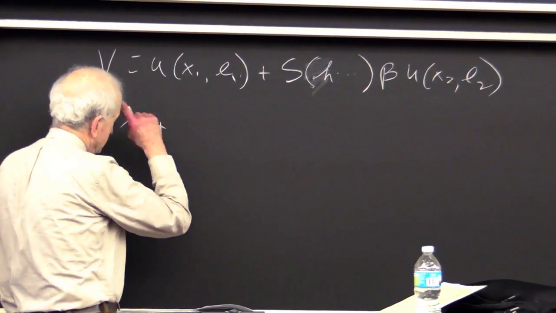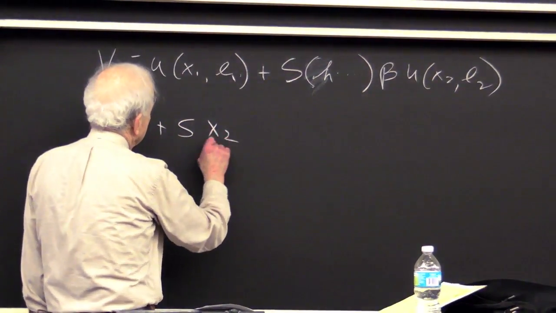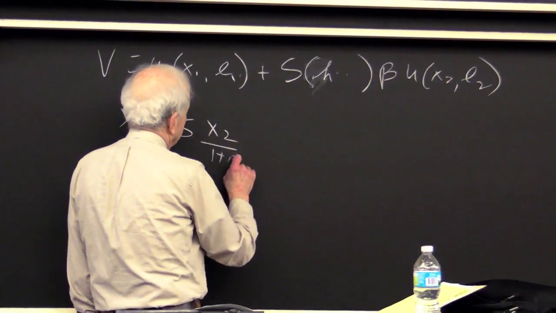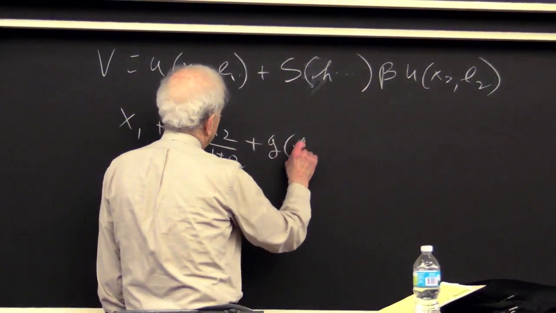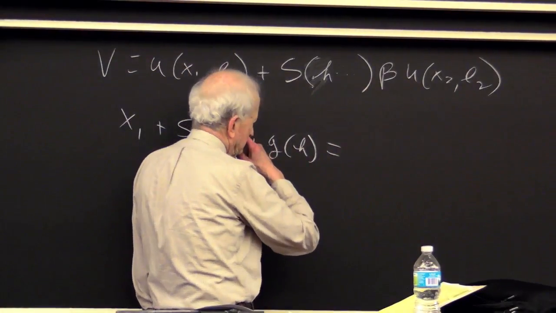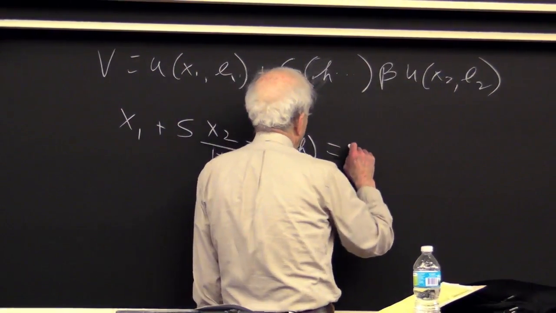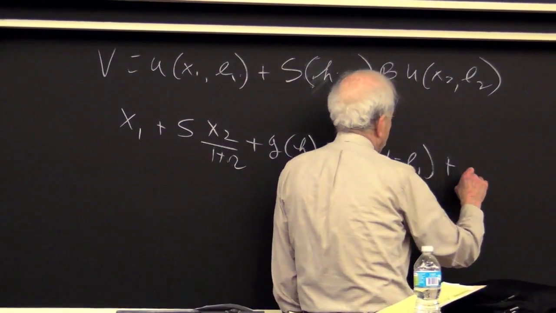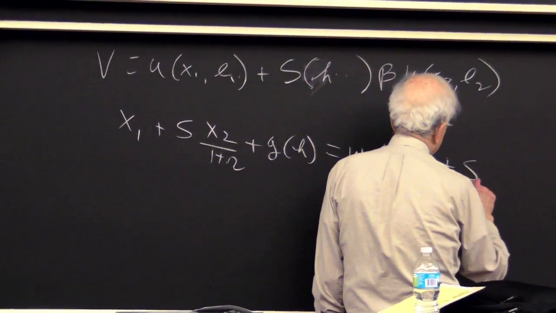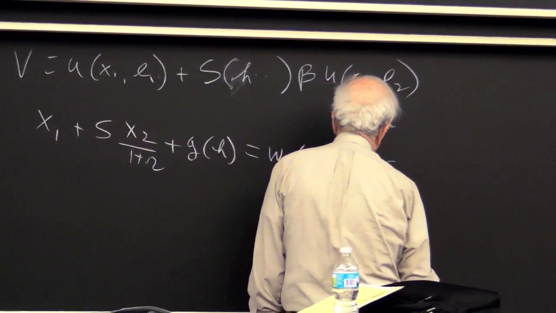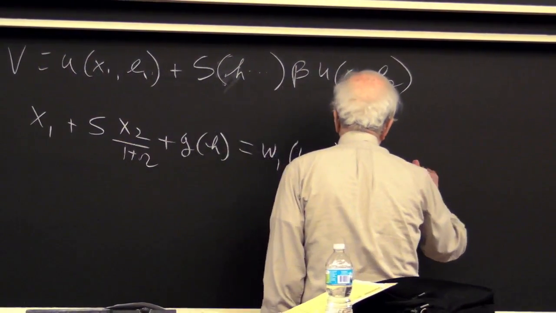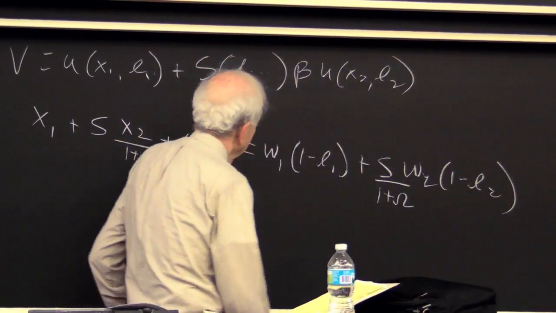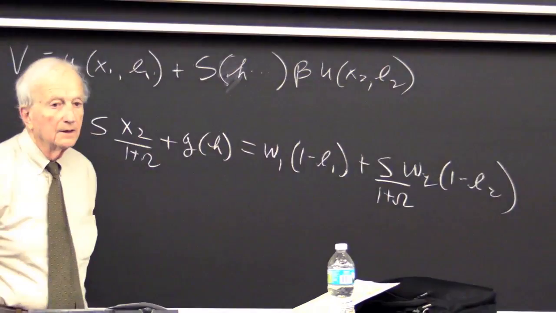X1 plus S X2 over 1 plus R plus G of H is equal to W1 times 1 minus L1 plus S over 1 plus R times W2 times 1 minus L2. Right? That's what we had.